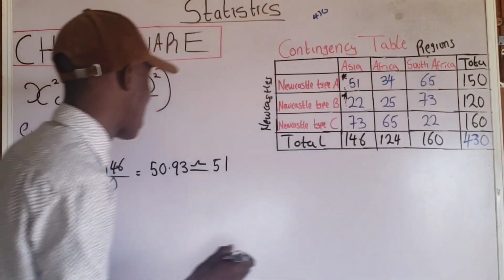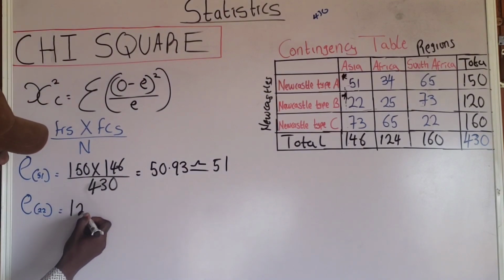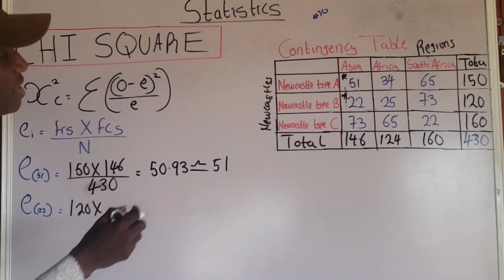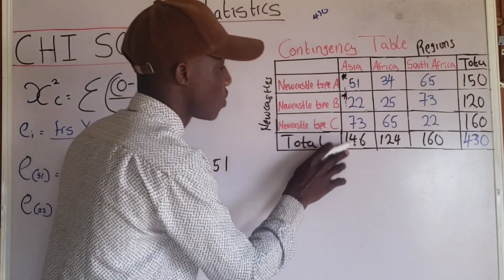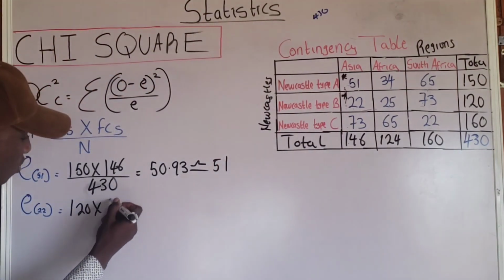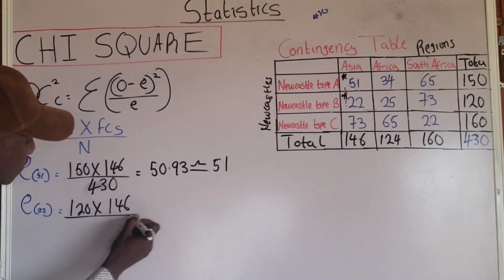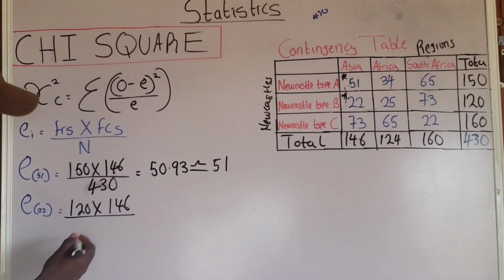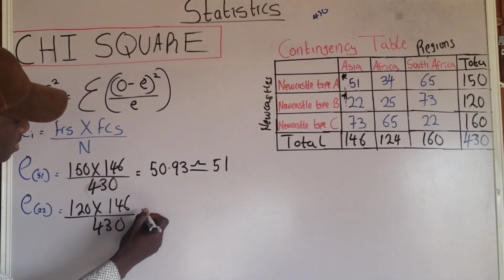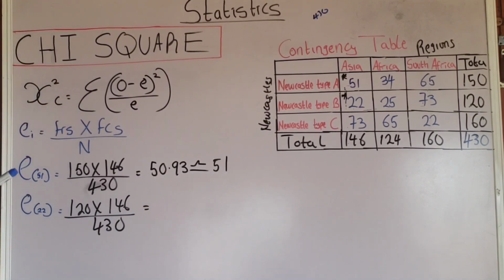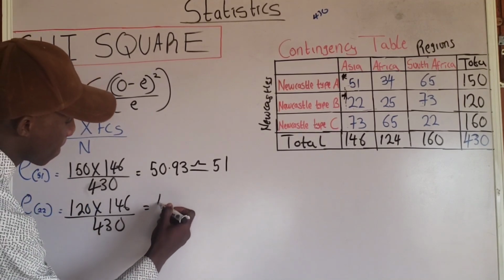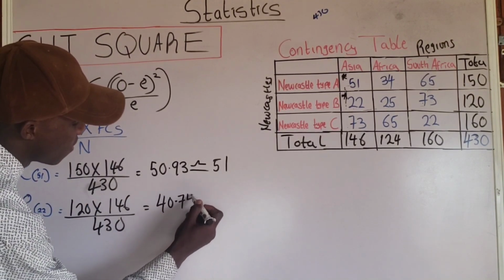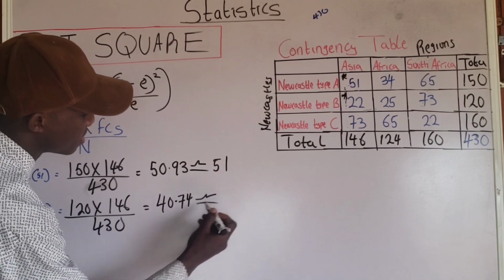120. So I'm going to have 120 multiplied by frequency of the column summation which 22 belongs to, that is what, 146. So I'm going to have 146 all over the total, the summation of all the samples, that is 430. So if you punch your calculator, you're going to have 40.74. Let us approximate.